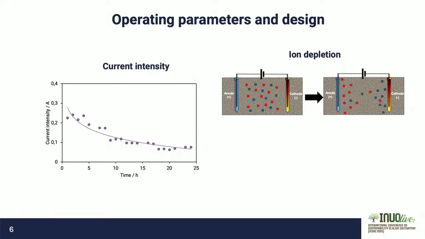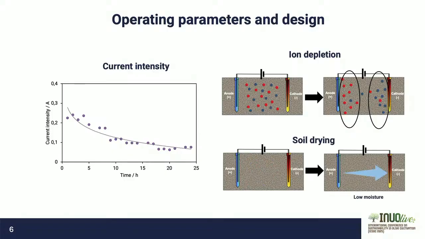At the beginning, the ions are evenly distributed in the soil. But as they move to either the cathode or the anode, we are going to have some areas where we don't have ions, and that's going to increase the electrical resistance, and that's going to affect the process.